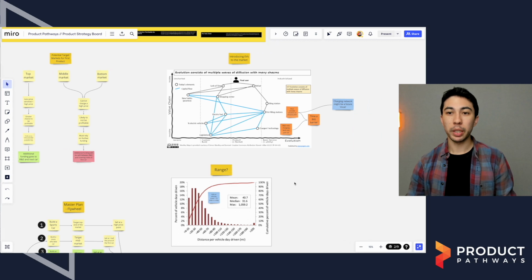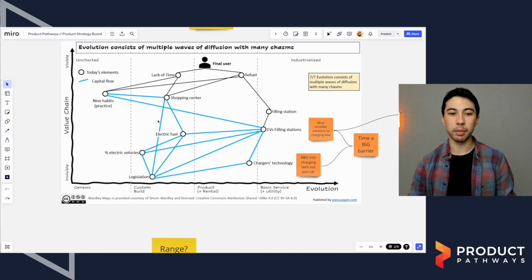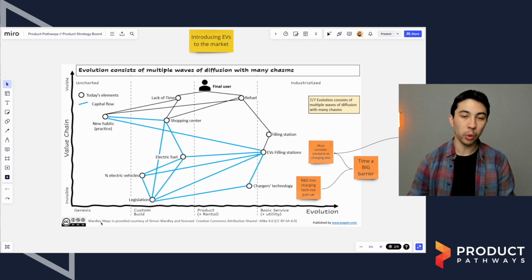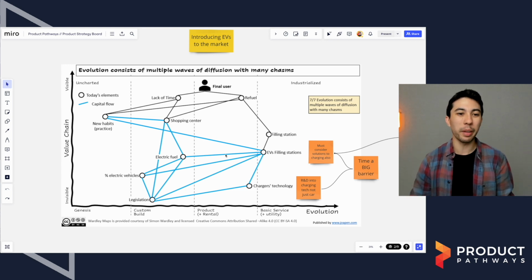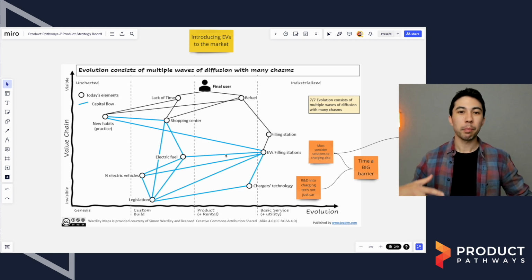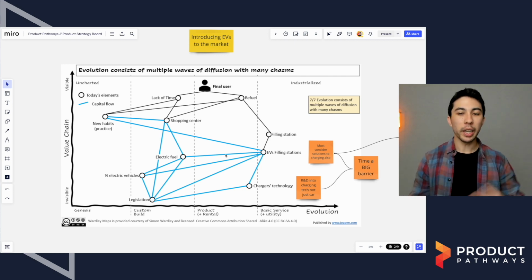Other things we might model here is like, well, what does it look like? And this is a Wardley map. You can read about it. This is actually one from Simon Wardley. This is an example, just happens to be that he uses EVs as an example when he's trying to teach Wardley maps. But we could think about, well, what does it look like if EVs are being introduced to the market? What impact does that have?